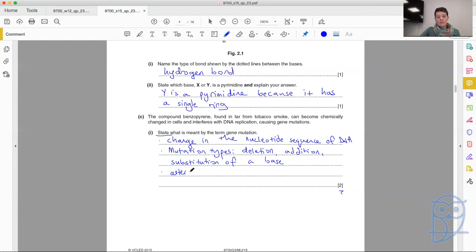This alters mRNA, which is formed in transcription. And this then changes the primary structure of the protein. So the main focus of our answer is these first 2 things, where what is the gene mutation? But because we've got 2 marks, we've got a bit more space, we're taking this a little bit further into what it is that's happening as a sort of result of the mutation.